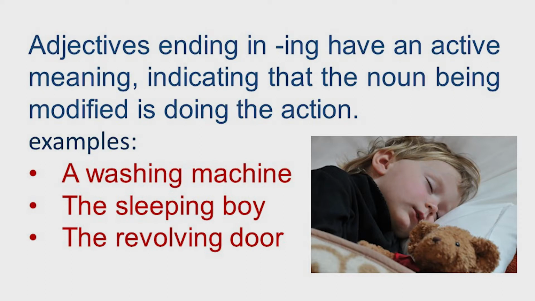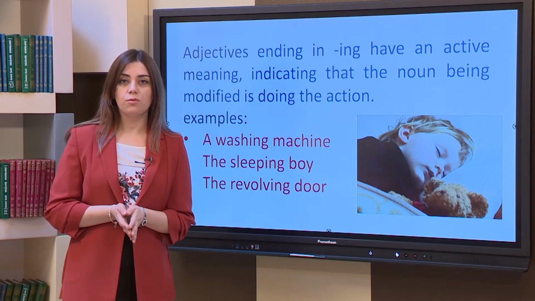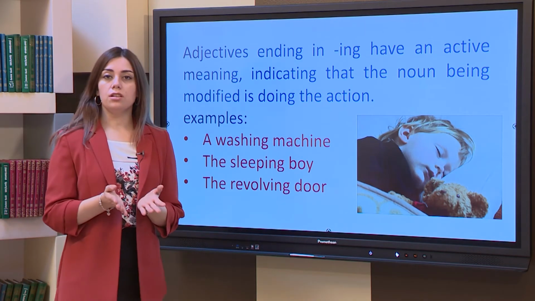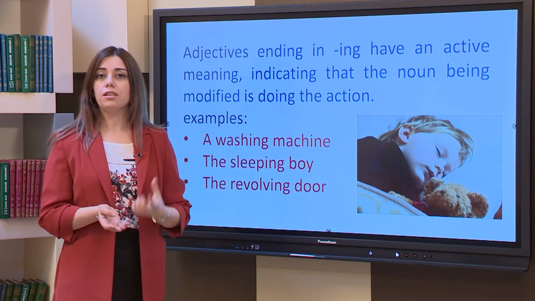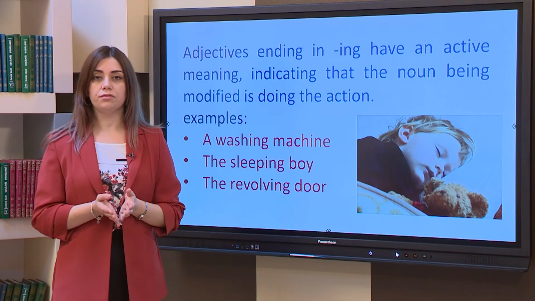Adjectives ending in ing have an active meaning, indicating that the noun being modified is doing the action. So, if the adjective ends in ing, it means the subject of the sentence is doing the action. Let's look at the examples. A washing machine. So, what is washing? The machine is washing. So, we can see the doer of the action in the sentence. That's why it's called active.